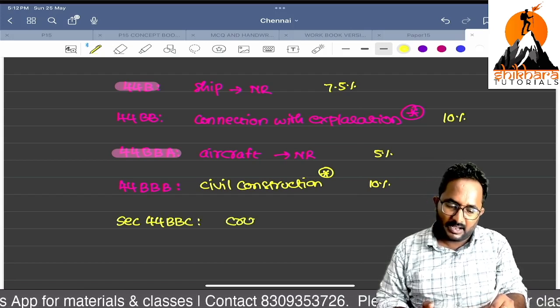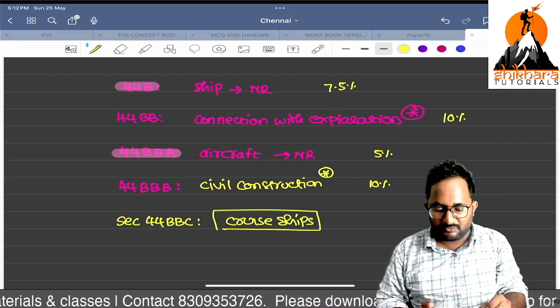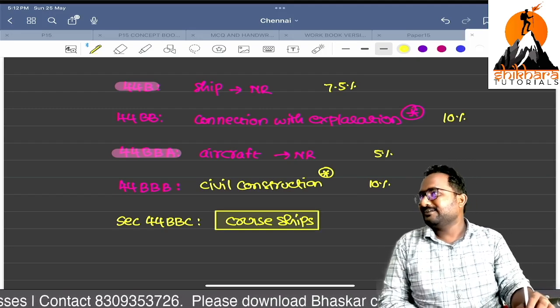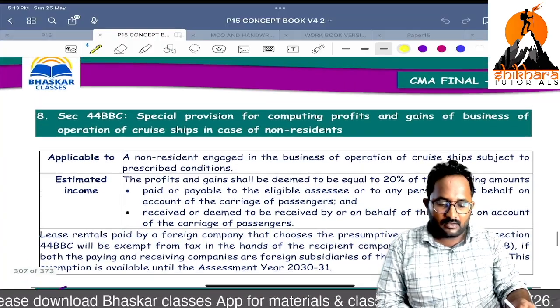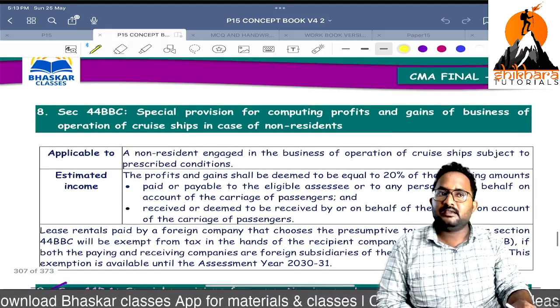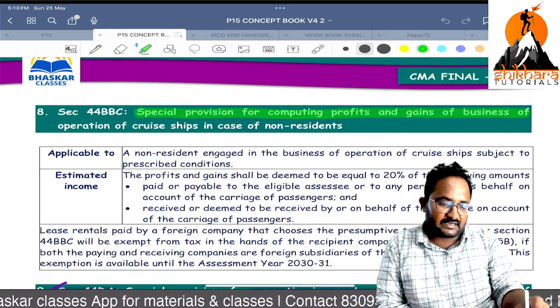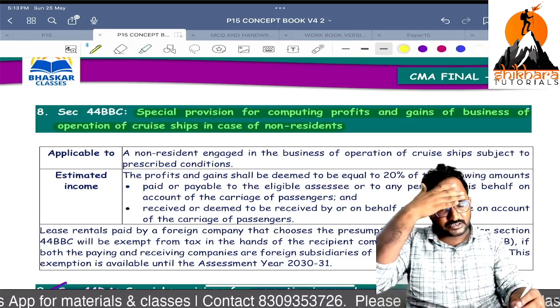Can you tell me which ships? Cruise ships. Or if you are not interested, please let me know. I want to go to that other place. That's why I will go. So listen carefully. Cruise ships related amendment. I am expecting these things in the next exam. Yes. What is that? 44BBC. Special provisions for computing the profits and gains of the business or profession of those who are doing the operation of cruise ships.